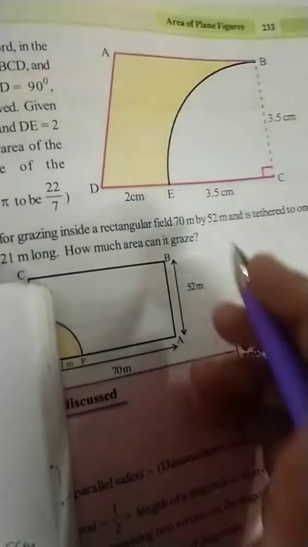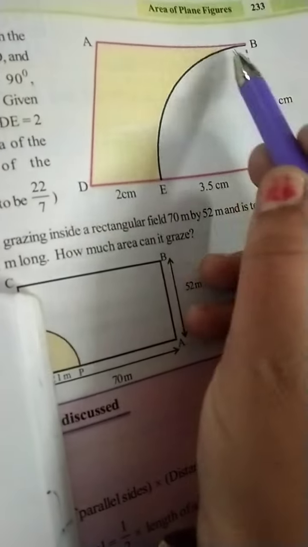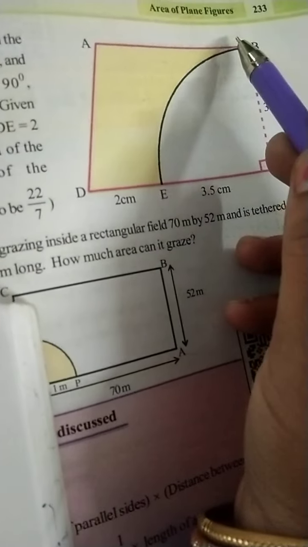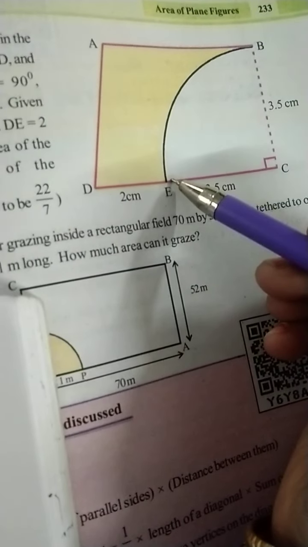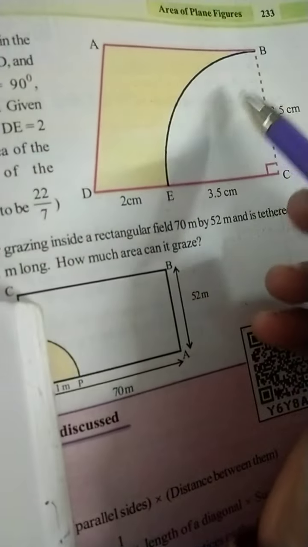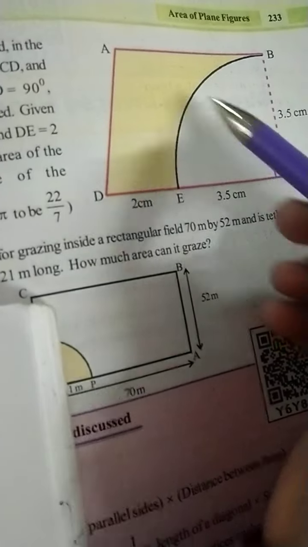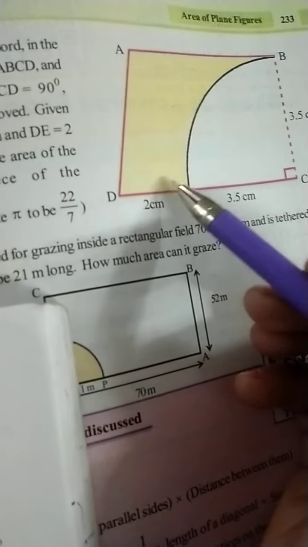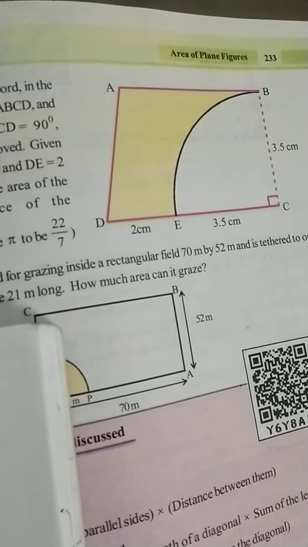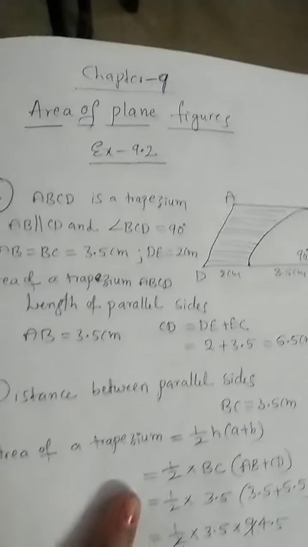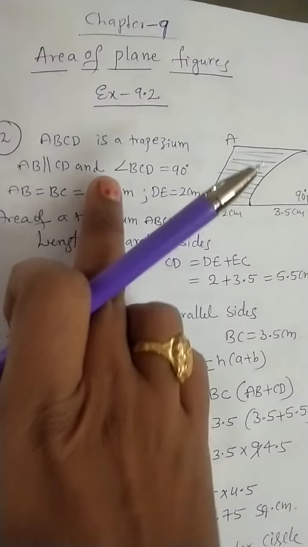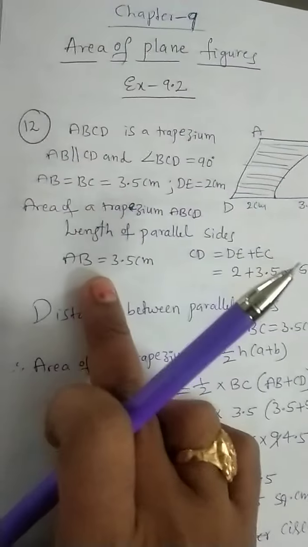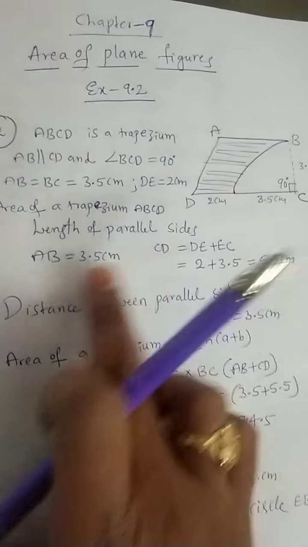First, very simple, you just have to calculate the area of the trapezium, then the area of the quarter circle. Then from the area of the trapezium you subtract the area of the quarter circle, and you will get the area of the remaining piece of the cardboard. It is a very simple process. If you understand, you will be able to do the calculation also. Everything is given in the question.